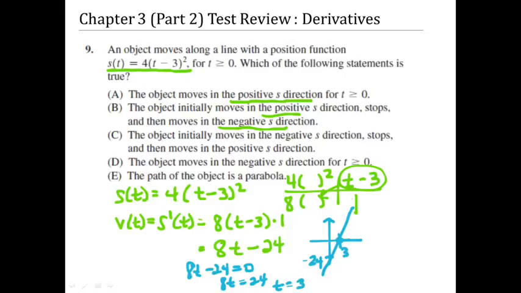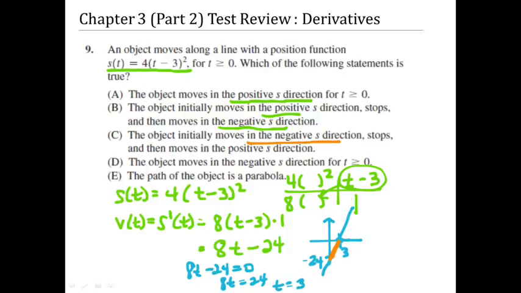So let's see if we can figure out an answer now that we have this information. First option says the object moves in the positive direction for t greater than or equal to 0. Well, that's not true, because for this first part where t is greater than 0, my velocity graph is negative. It's below the x-axis, and so that means that we're moving in the negative direction. Answer B says the object initially moves in the positive direction. Again, that is not true. My velocity is negative.